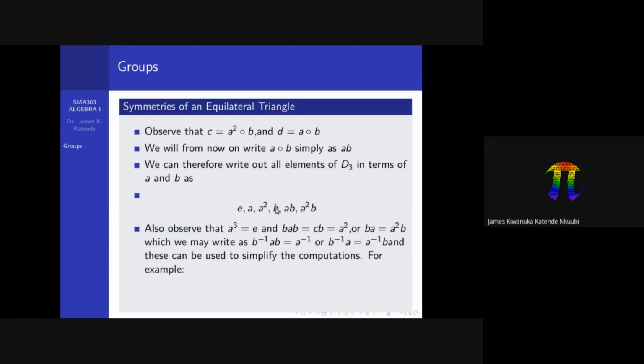So when you're doing the multiplication using this setup, this notation, you will use these relations to convert any of the products into one of the elements in this set. So I will do an example to illustrate this. Suppose I'm getting B, and I'm composing that with this A squared B.